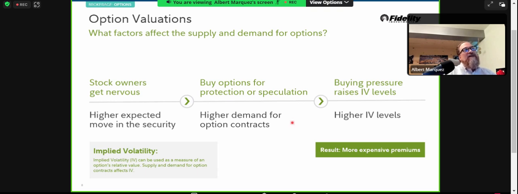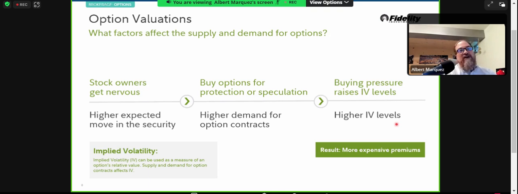Which that high demand is manifested in the option contracts. And of course, the buying pressure raises that IV level. So we've got a higher IV level. So in other words, the implied volatility is driven by supply and demand. That's what we're really talking about. It's the simplest way we can think of it. If we're talking about people coming into the market and buying particular options for a particular reason, expect that the implied volatility of those options is going to go up.